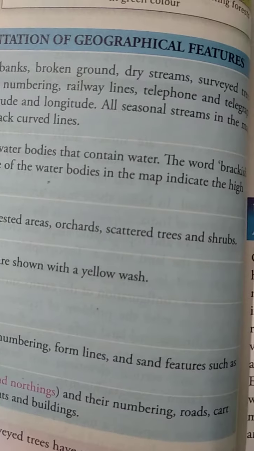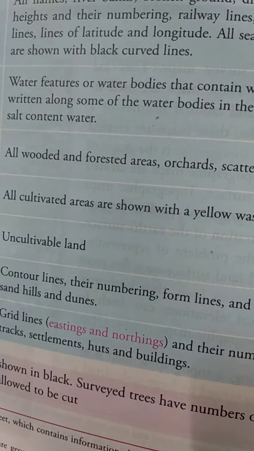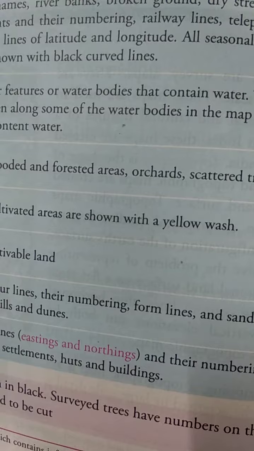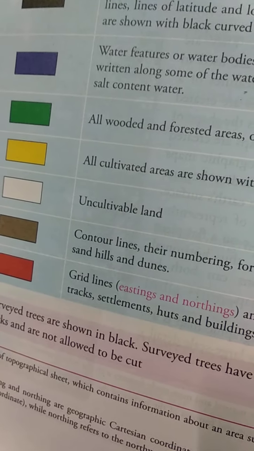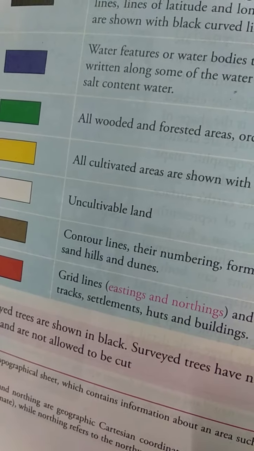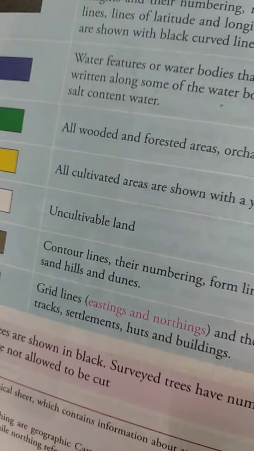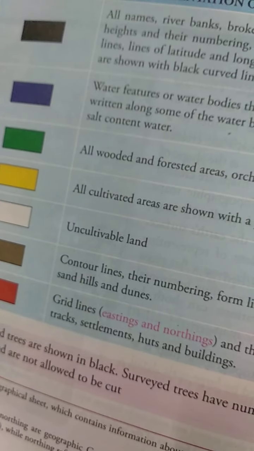Green represents the forest areas, orchard areas, scattered trees and shrubs of any place. Yellow is used for all cultivated areas shown in the map. White is for uncultivated areas, brown for contour lines, their numbering from lines. Features such as sand hills, dunes are shown in brown.